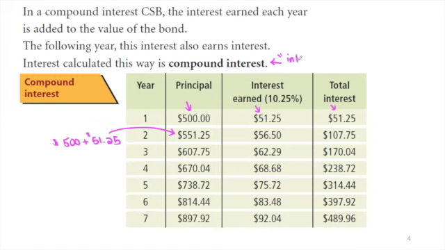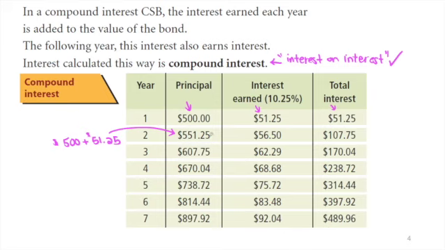I'll just write interest on your interest, which is good. I'll put a big check mark, which is good. You really want that. Okay. So then you have a new principal, $551.25, which is just the 500 plus this 51.25. Your interest earned is now a little bit higher.